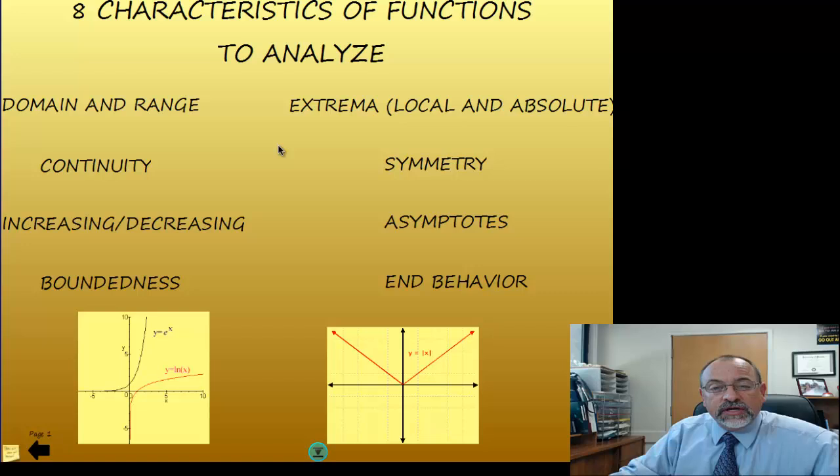Oh, characteristics of functions. Analyzing them, we'll cover these in each of the videos. You're going to need to know what each one of these are, so pick those up in the next videos.